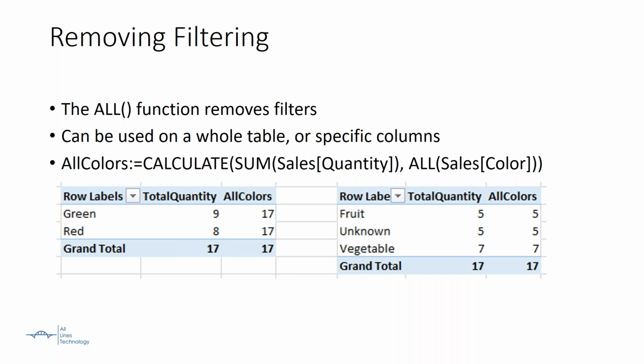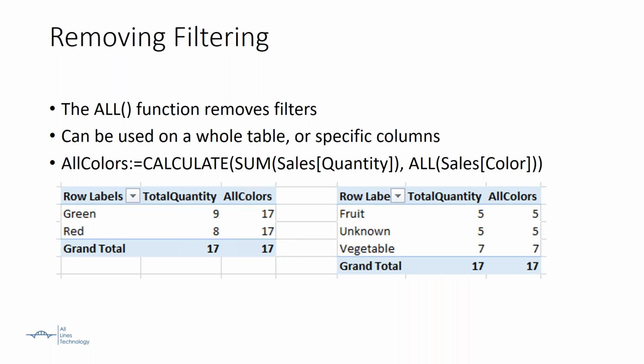But ALL is great if you wanted to do one of those kinds of comparisons, like a percentage compared to total, or if you wanted to make sure that you had a very specific filter and you didn't want the user to be able to accidentally overwrite, ignore, or affect that. So ALL can be used on a whole table or on specific columns.